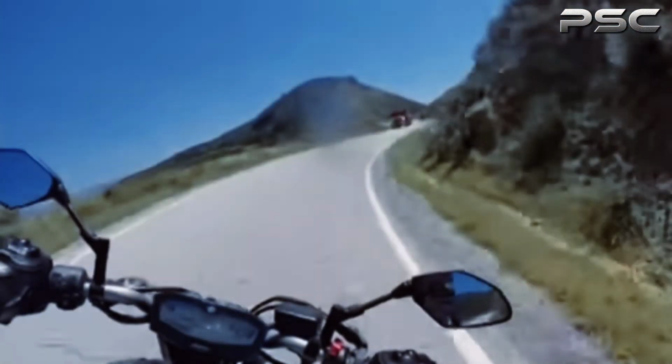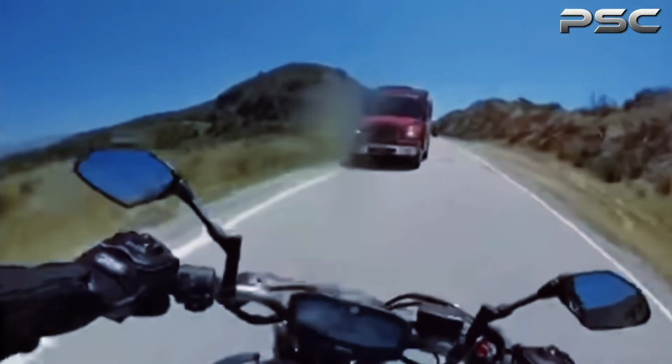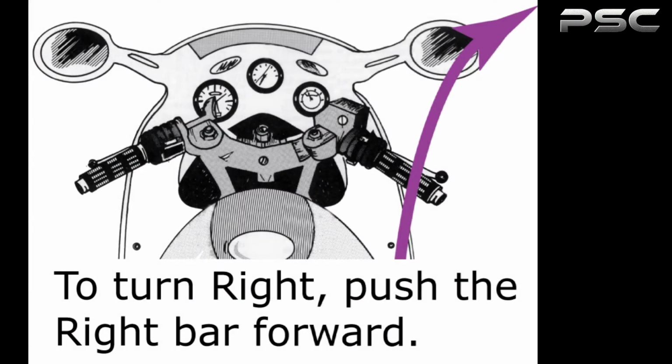This is why you see the sharp weaving of the motorcycle as it moves directly into the path of the truck. Every time he steers right, his trajectory is moved further into the path of the truck. This effect is called countersteering.